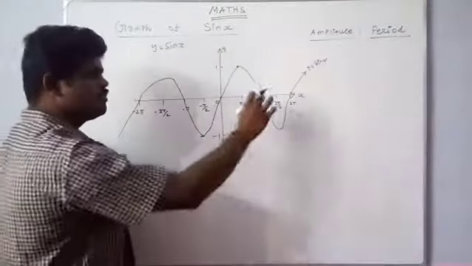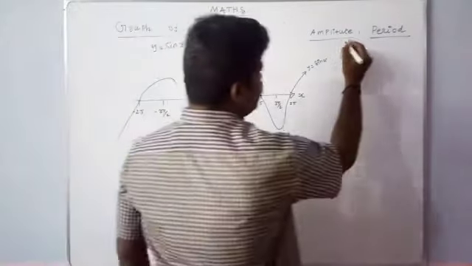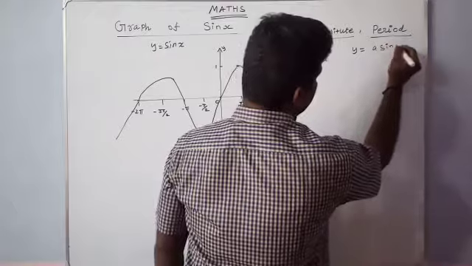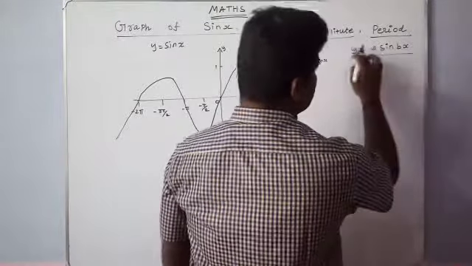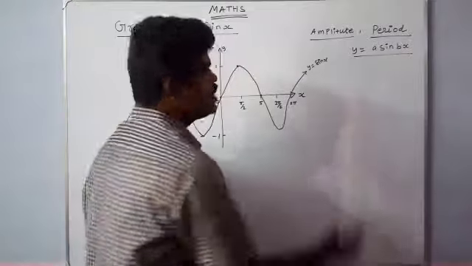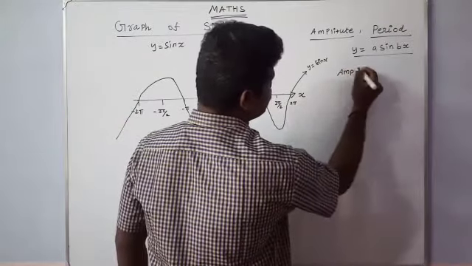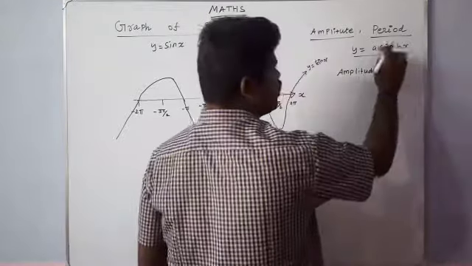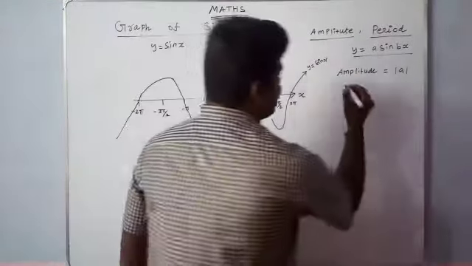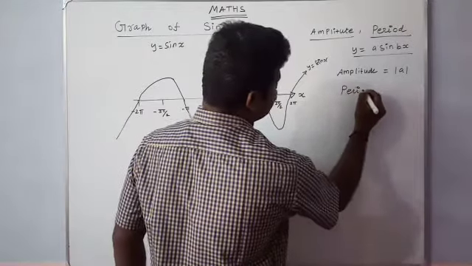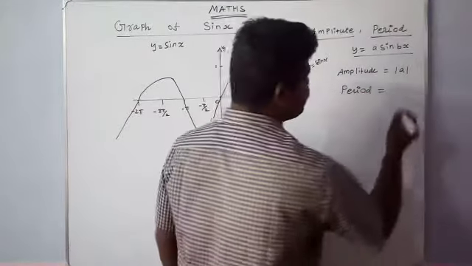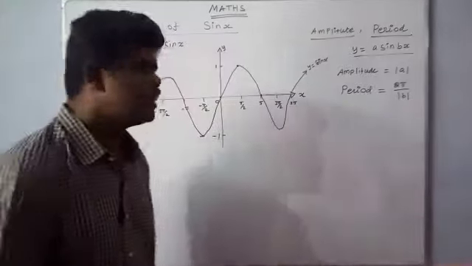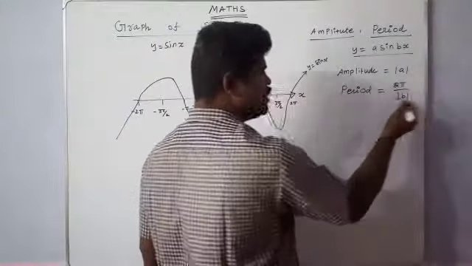Okay, so this is the graph of sin x, and we want to know the amplitude of a sin bx. Consider the graph y equal to a sin bx. The amplitude is equal to modulus a, the coefficient of sin bx, and the period is equal to 2 pi by modulus b. Okay, this is the formula for amplitude and period.